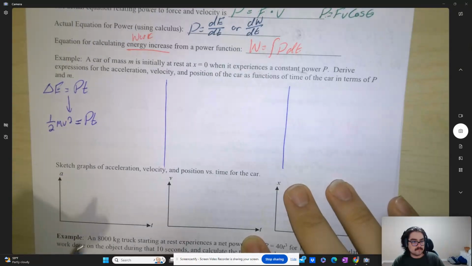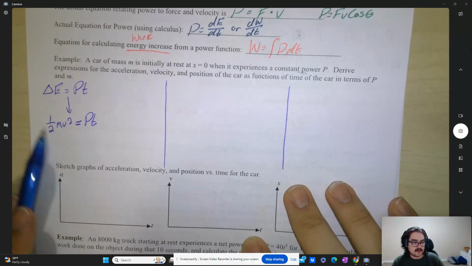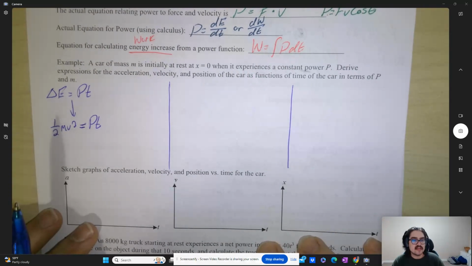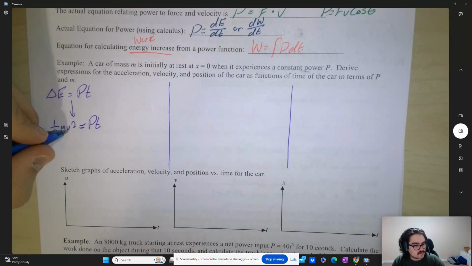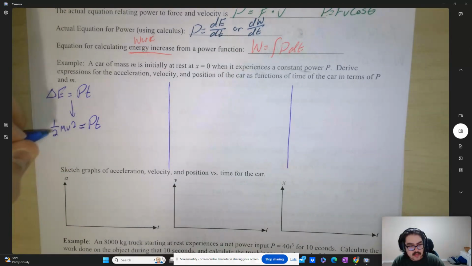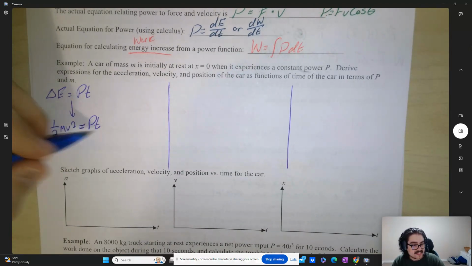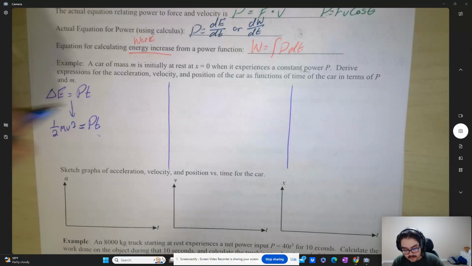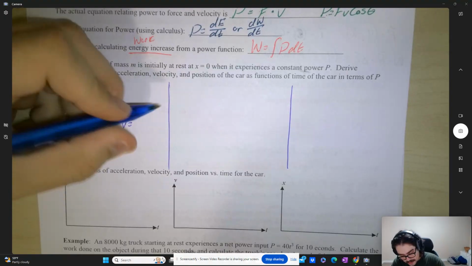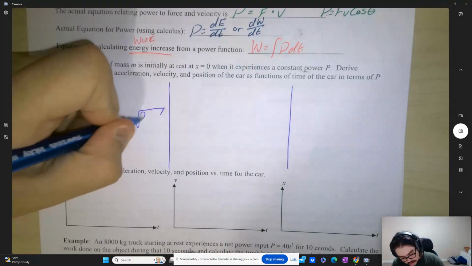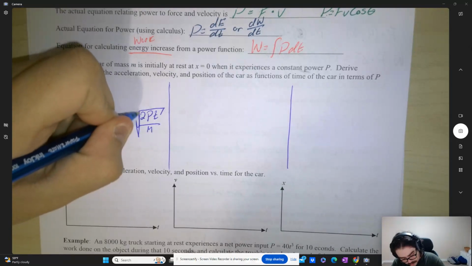So the change in energy, we're going from 0 energy to a set of kinetic energy depending on the velocity. That's how we're able to set that equality up. If I multiply by 2 and then divide by m, I end up getting v squared is equal to 2pt over m. So v will be equal to root 2pt over m, and the whole thing is square rooted.